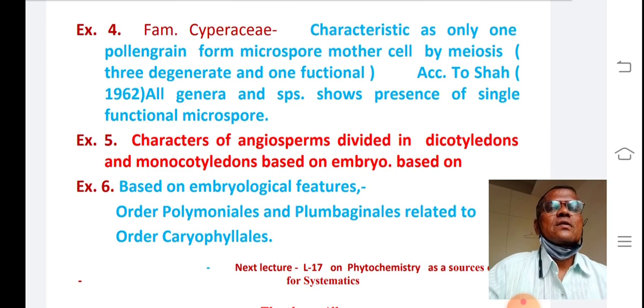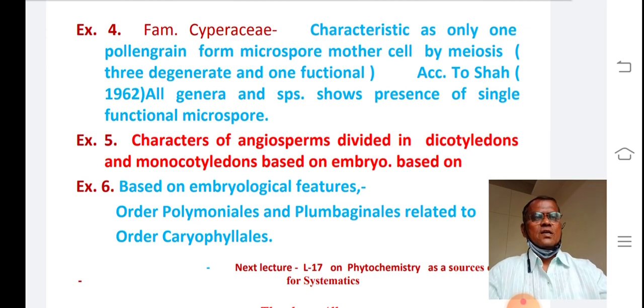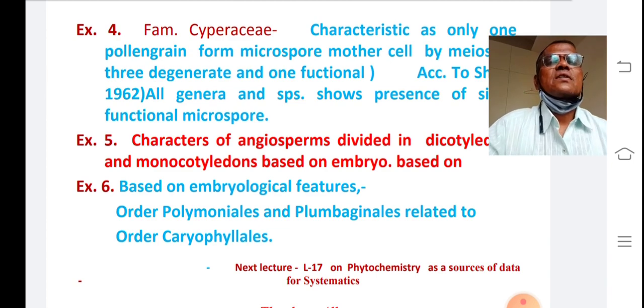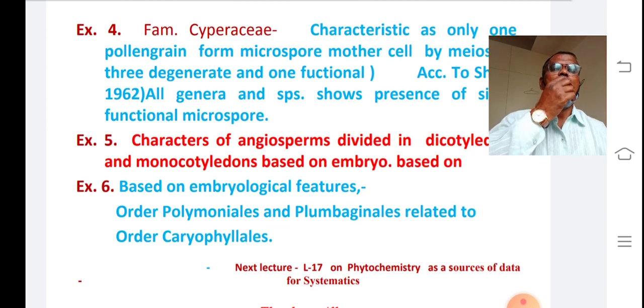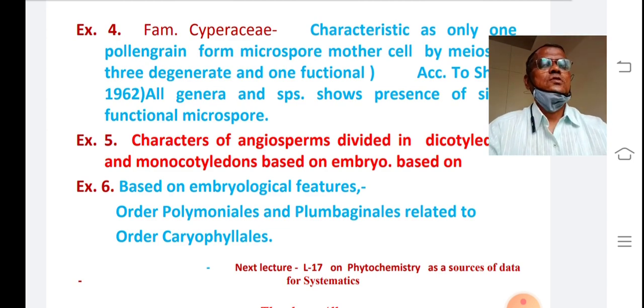The fifth point: angiosperms are divided into dicots and monocotyledons based on the embryo. This is important. The sixth point: based on embryological features, the orders Polemoniales and Plumbaginales are related to the order Caryophyllales. These are the concluding points, showing that embryological study is considered for the classification of families also. So this is our today's lecture. In the next lecture we will see the detailed part.